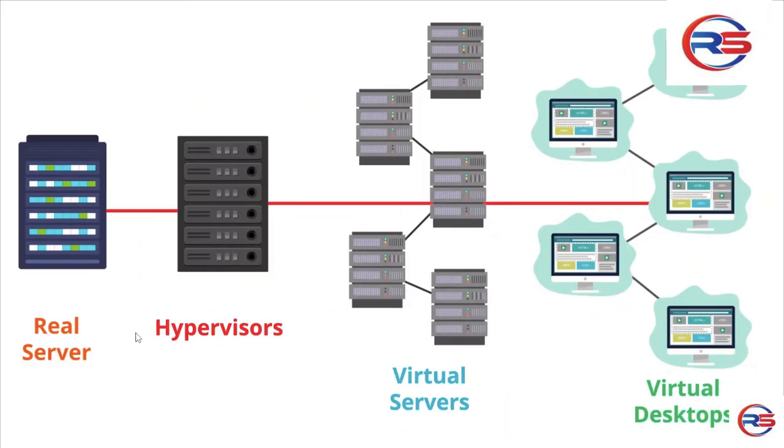In this flow chart, we can see this is the real server. The real server means this is our machine, and over this machine we have hypervisors. With the help of hypervisors, we are running multiple virtual servers, and with the help of multiple virtual servers, we have multiple desktops. I mean to say, this is our one desktop, but with the help of hypervisors, now we have multiple desktops we can use.